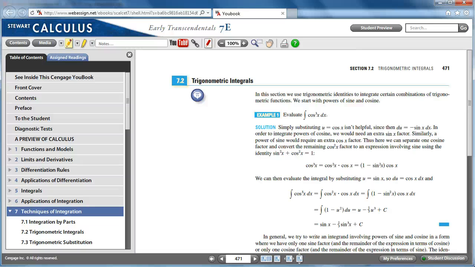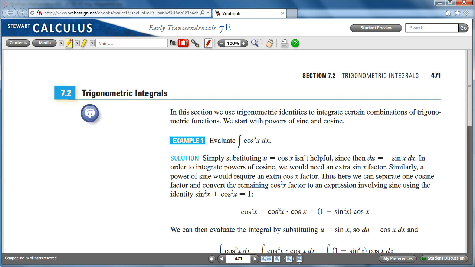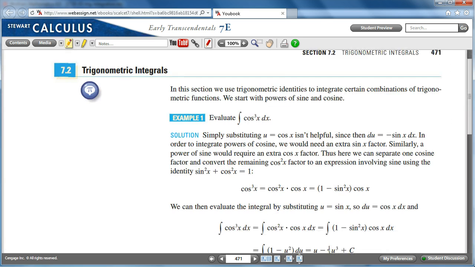Section 7.2 Trigonometric Integrals. We have already gone through a lot of trigonometric functions and their integrals in Calculus 1 and the earlier part of Calculus 2. The purpose of this section is to deal with three important types of trigonometric integrals. Not everything, three types. Type 1 is sine and cosine type, like example 1, cosine to the third power.